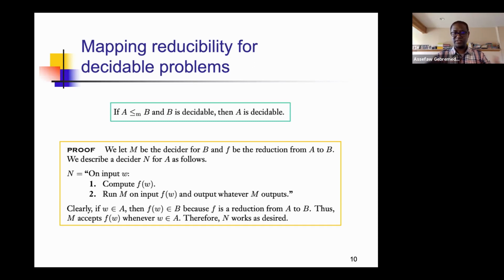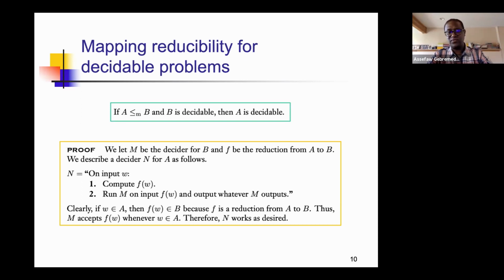If it accepts, we'll accept. If it rejects, we'll reject, and therefore we have it. So what is it that we've done that we didn't know from before? Well, all we have done now is explicitly state what that function would be, and then write it. So clearly, if w is in A, then f of w is in B, because f is a reduction from A to B, and therefore M accepts f of w whenever w is in A, and therefore it is deciding. Therefore, this N, the machine that we just constructed, works as desired.